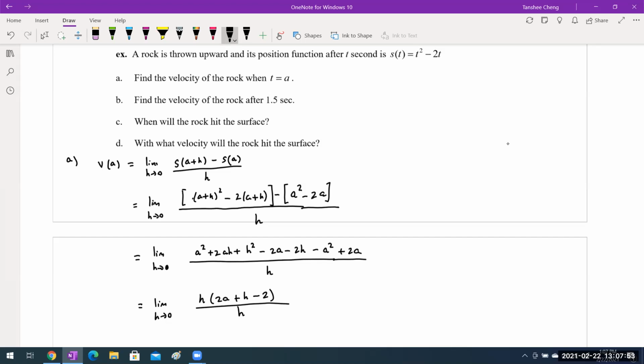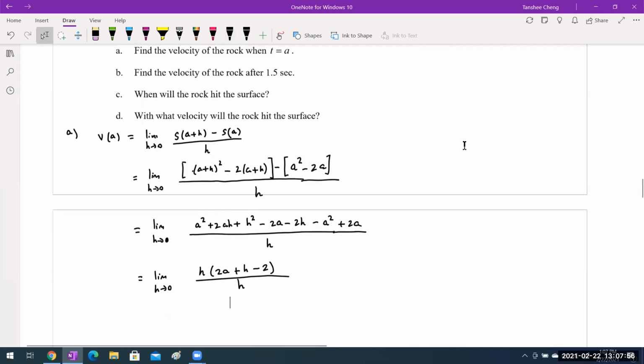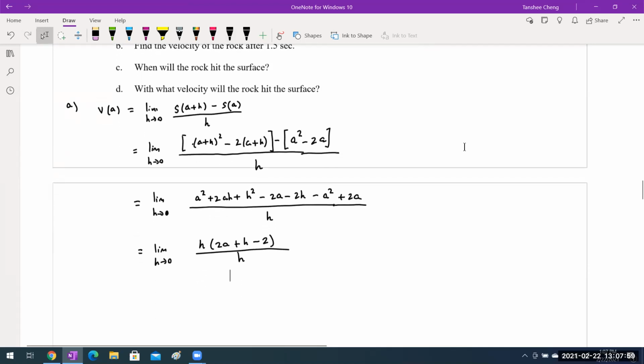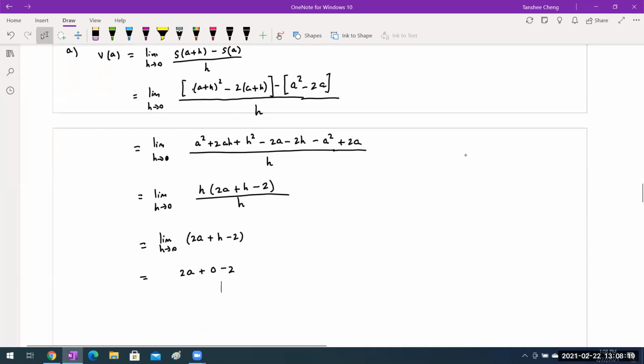over h. So finally, this gives us the limit as h approaches 0 of 2a plus h minus 2. Direct substitution is applicable at this point. So when I substitute 0 for h, we get the velocity function, which is 2a minus 2, and that is part A. So v of a in general. Since a is an arbitrary number, we can talk about the velocity at any time, at any second.